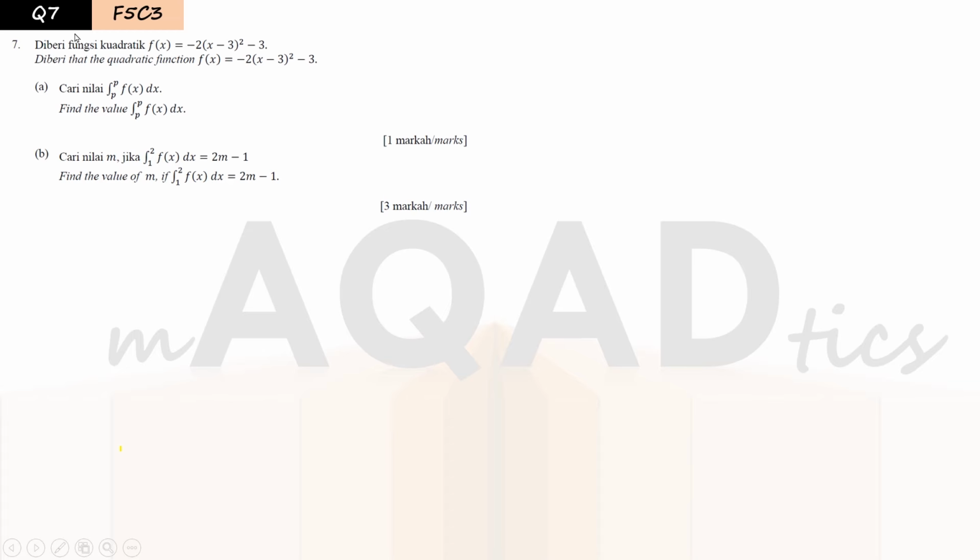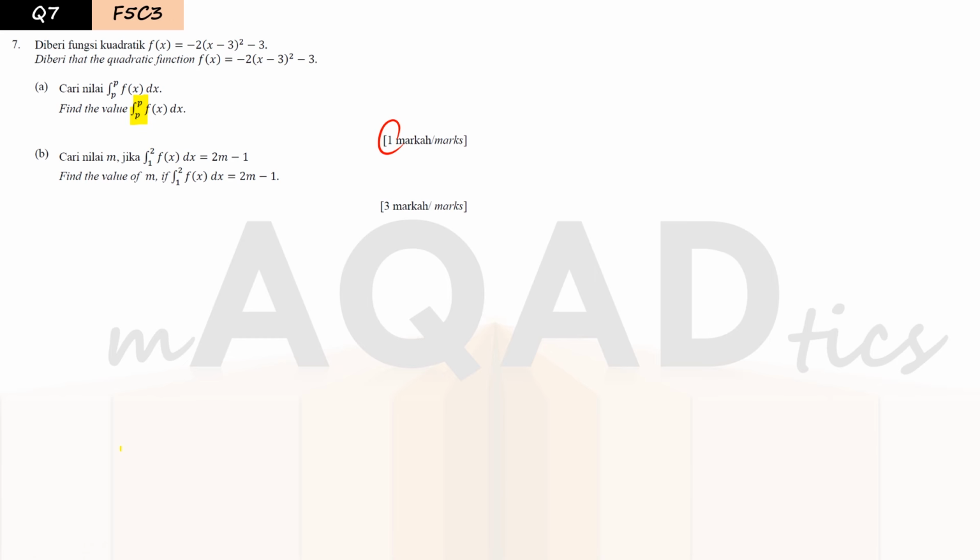For the next question, going into integration, here we have a quadratic function, and in part A, we need to figure out the value of the integral of f of x from p to p. So let's focus on this. From p to p, what is the value? Here if you see there's only 1 mark, so means the working will be very short, or it will be something that we have learned before.